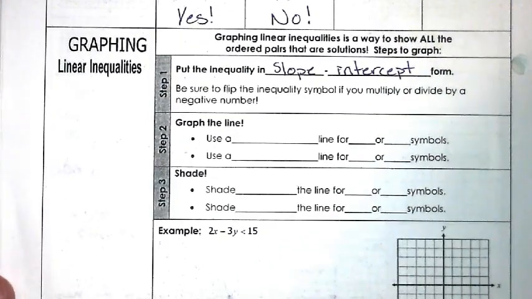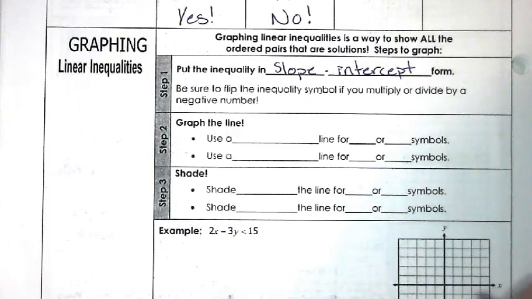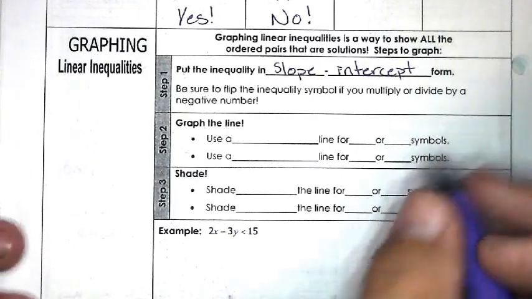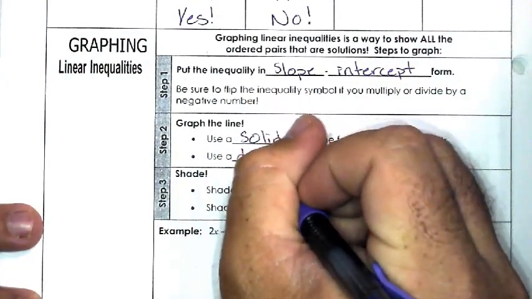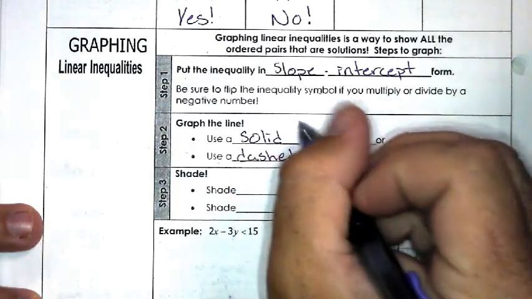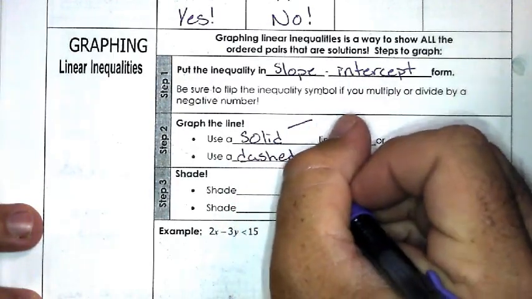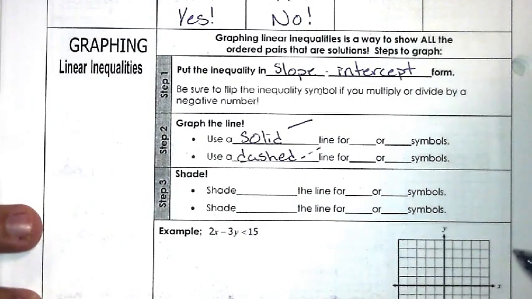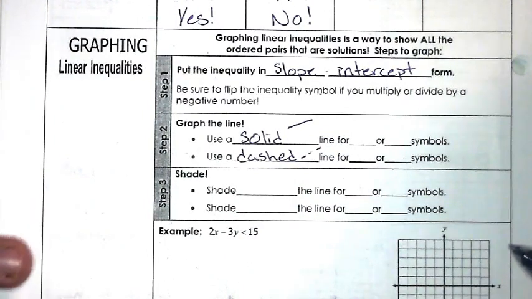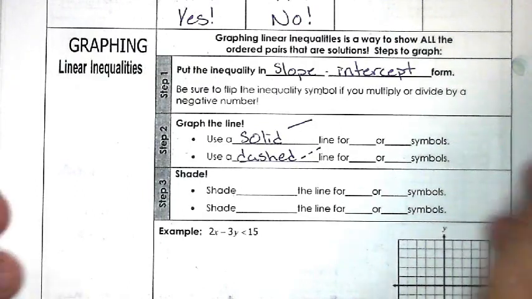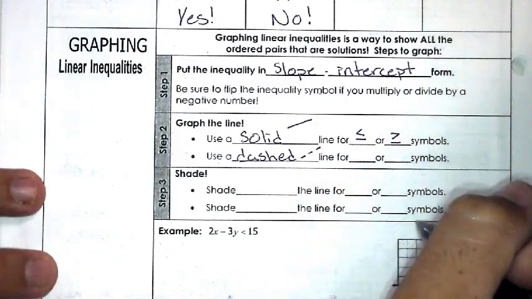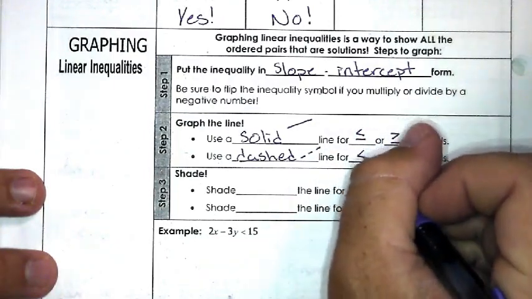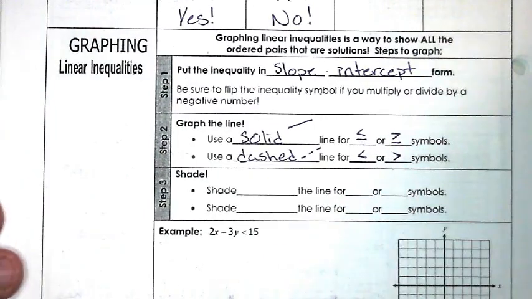Step 2 is to graph the line. Now the line is either going to be solid or dashed. So you're either going to have a solid line or a dashed line. In order to have a solid line, I must have less than or equal to or greater than or equal to. A dashed line is either the less than symbol or the greater than symbol.